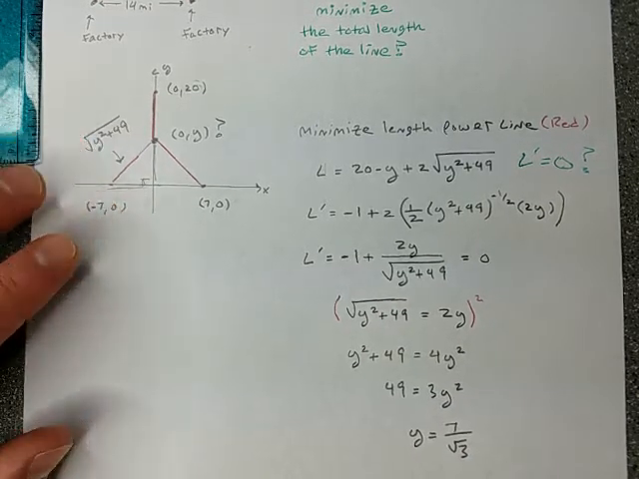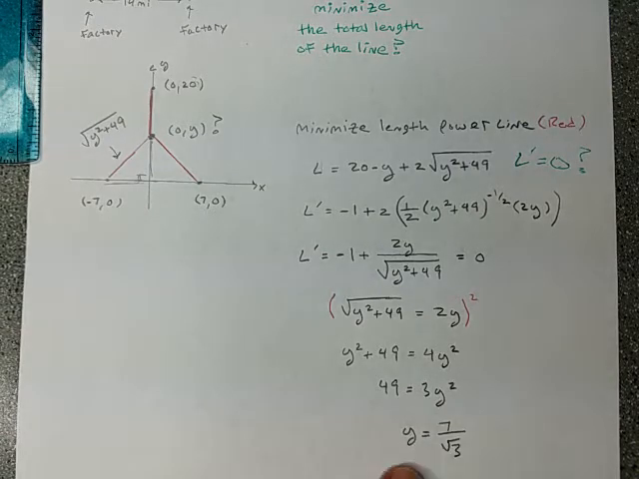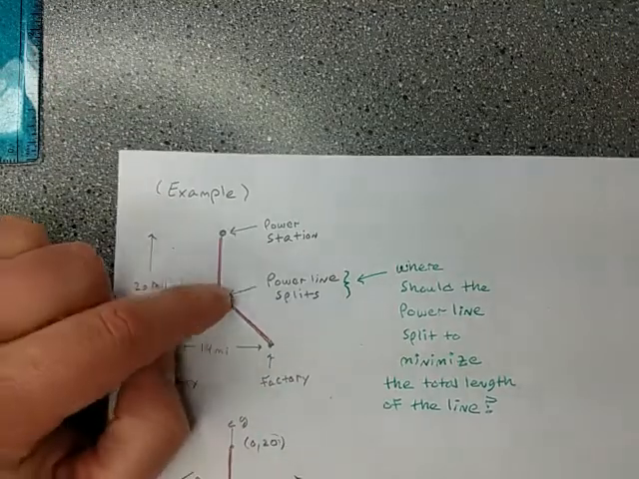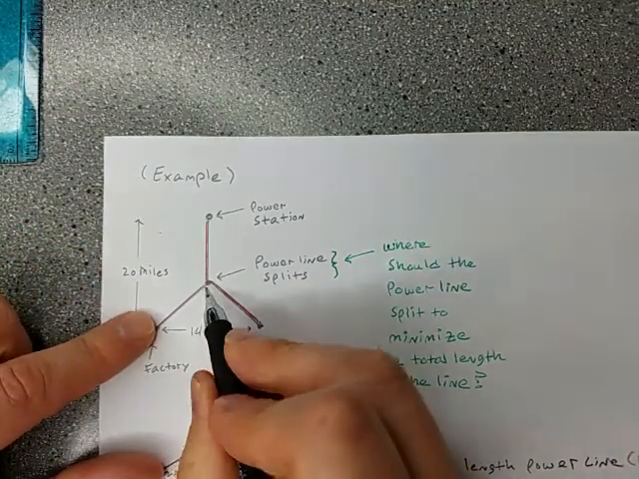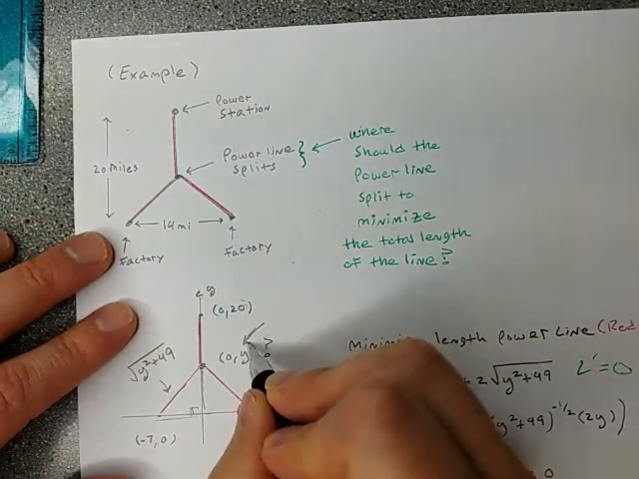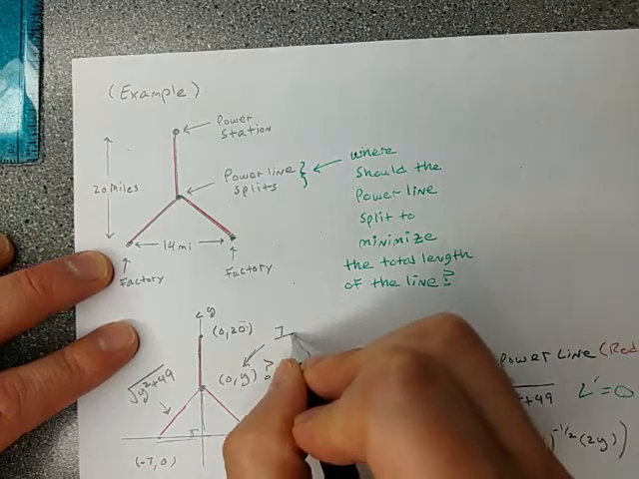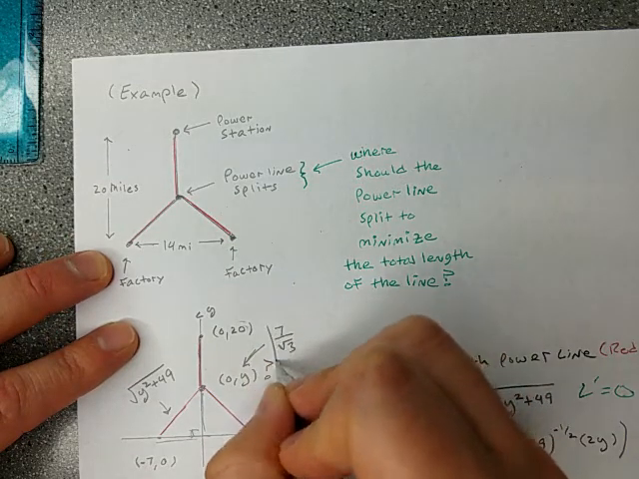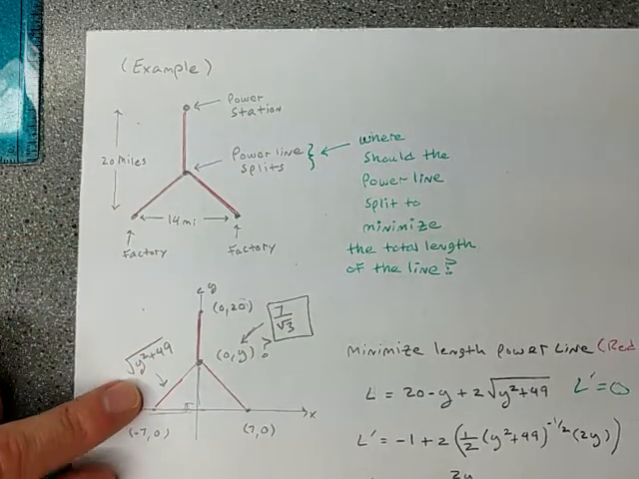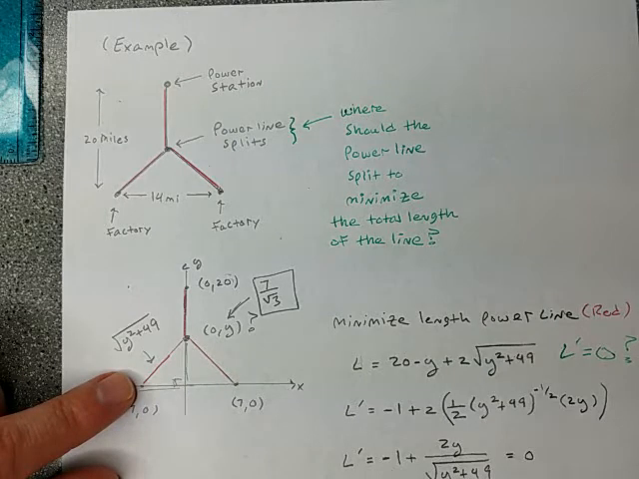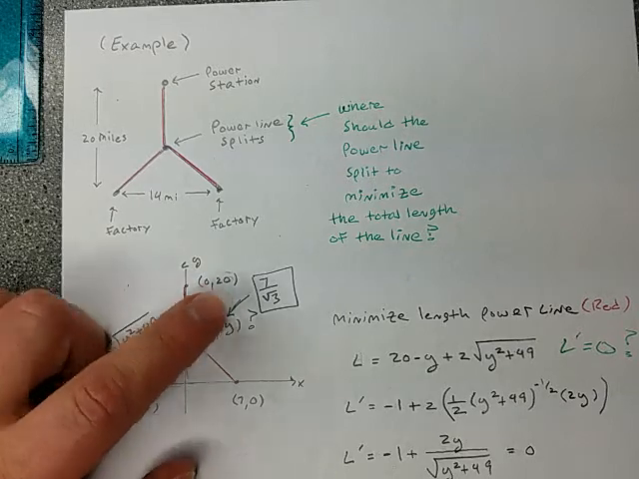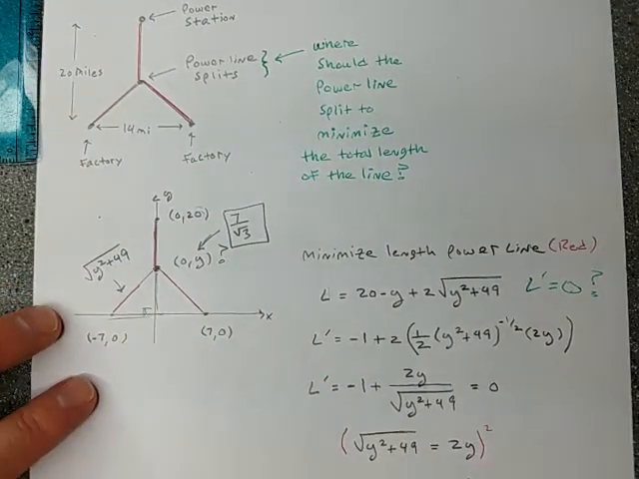Okay, so that's where that point should be. I'll write my final answer up on my diagram. You could say the power line needs to split at 7 over root 3 miles that way. You could say this point right there on the y-axis needs to be 7 over root 3. If you put it there, you'll be running the least amount of transmission line possible. All right? You can't get away with any less than if that's where you put the split, at 7 over root 3 on the vertical axis.